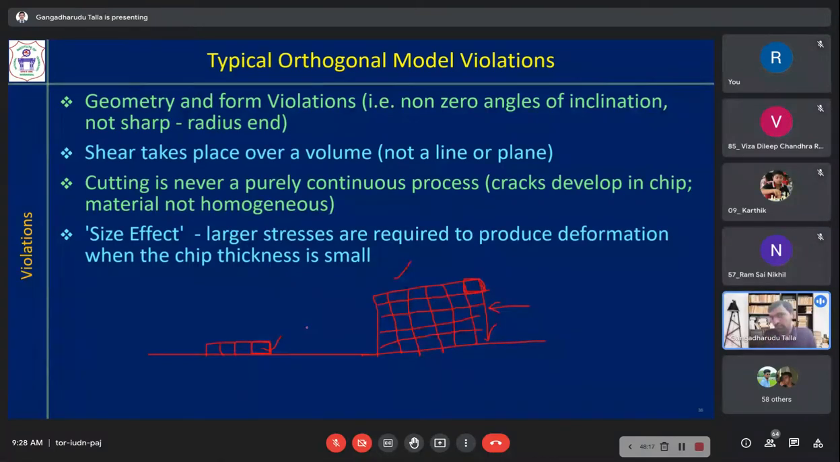I think in practice also, if you want to remove a sticker from some wall or some pad, you have to exert more force to remove that. Understand? If you have a thick sticker, it is very easy to remove. If you have a very thin slice, you have to exert higher force. That is size effect, so that is not considered here.